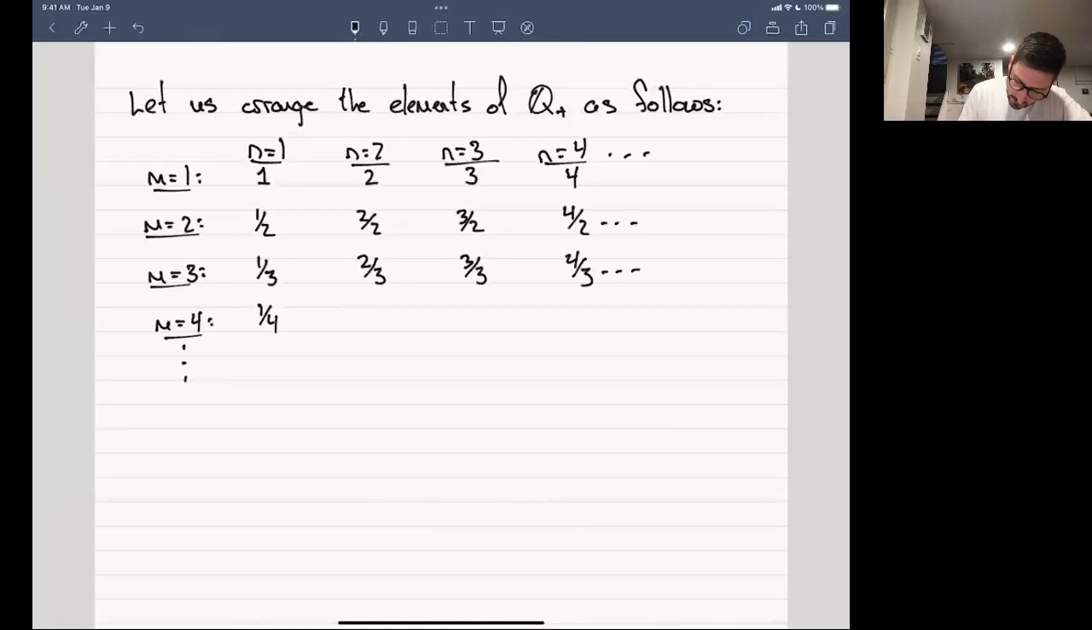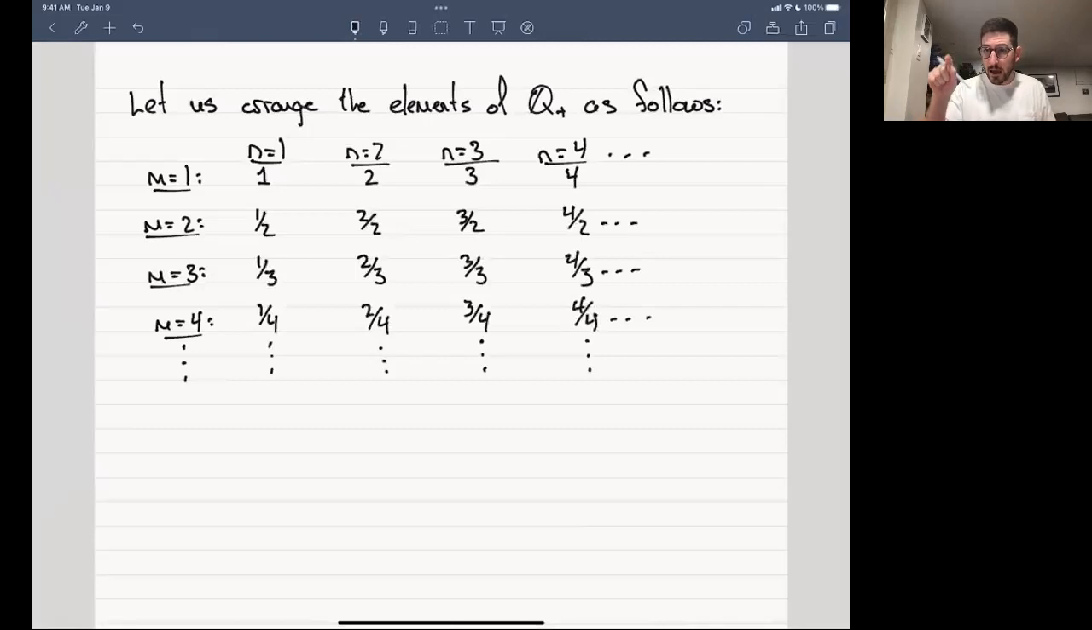And here again, I've got 2/4. So I'm not reducing any fractions. I'm just keeping everything as is. And you can see every positive rational number is in there, right? So if I have n divided by m, that is in the nth column and the mth row. So it's there, right? 100 over 101, for example. 100th column, go down to the 101st row. It's in there. Every single rational number is in there.